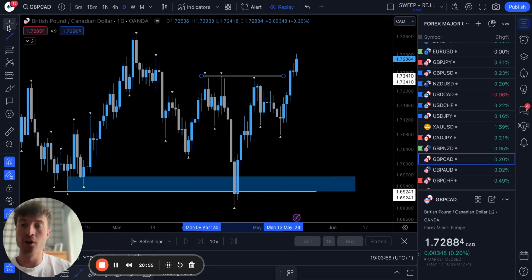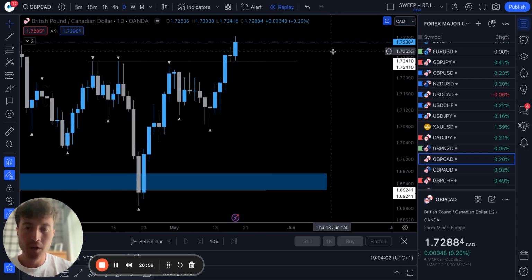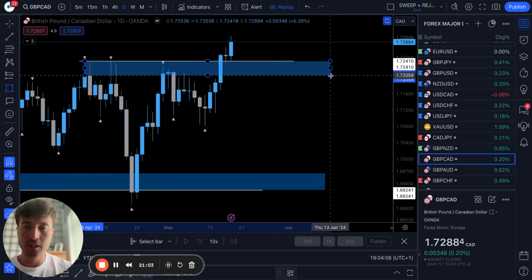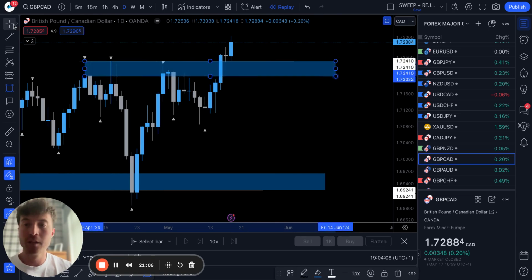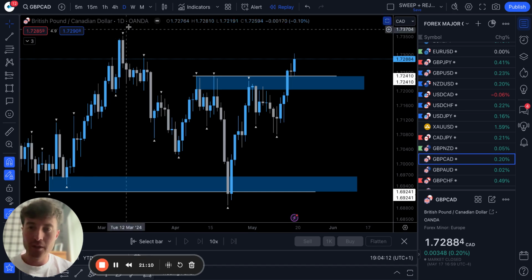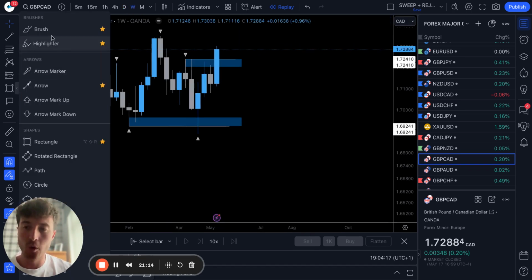Whether we got an entry or not, I have no idea. But let's just jump straight in. So this is the fractal high here on the weekly that we were looking at. We're on the daily time frame, so we can get a better perspective. Okay. So this is the weekly here. This was the deviation that we're talking about.